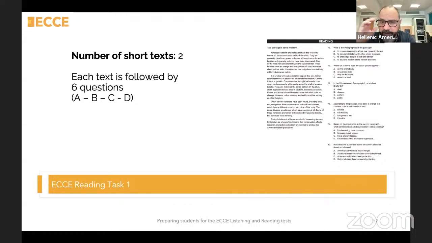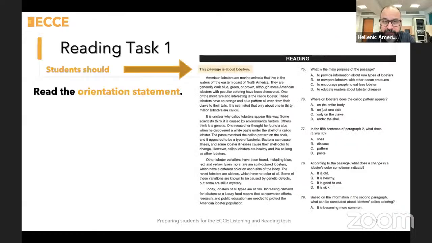It looks like this: a short text and 6 questions that they can find next to it. And of course, they have 4 answer choices for each of these questions. As you will remember from the listening part, there is an orientation statement. It's present here as well in these texts. So students will need to read the orientation statement to get a very general idea about the content of that particular passage.